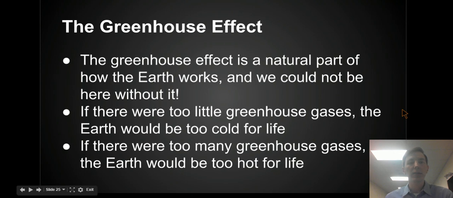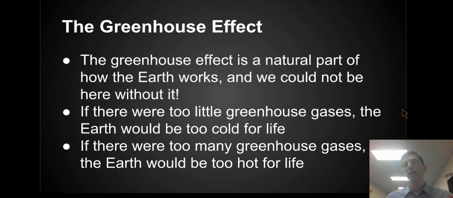It's important to know that when we hear about the greenhouse effect, a lot of times we're told it's a bad thing. The greenhouse effect is actually a natural part of how the Earth works. We could not be here without it. It would be too cold on Earth without the greenhouse effect. If there are too few greenhouse gases, the Earth is going to be too cold for life. Too much energy is going to escape out to space, and we would all freeze to death.